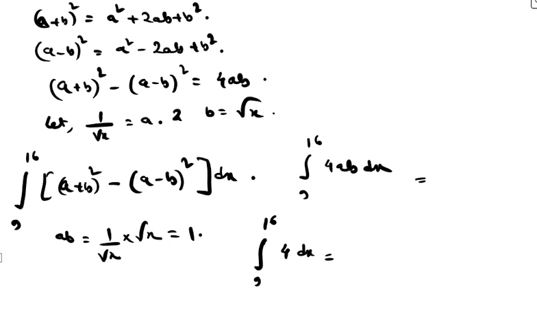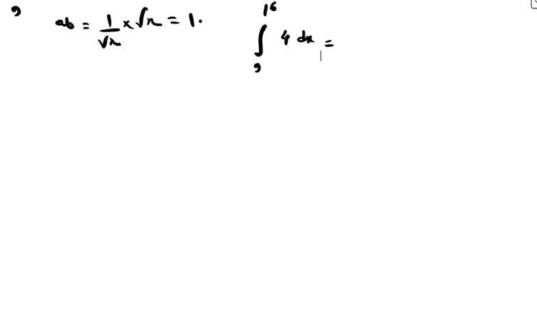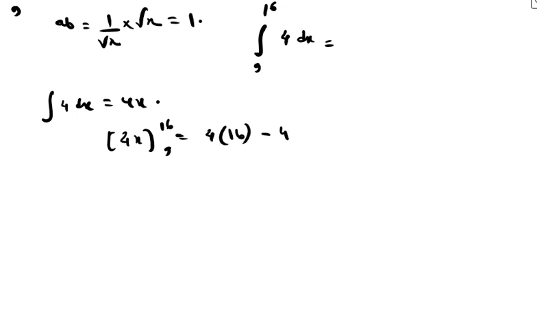Okay? Now evaluate the integral. Now integrate: the integral of 4 dx is 4x. Now apply the limits, so it will become 4x from 9 to 16, that is 4 into 16 minus 4 into 9, that is 64 minus 36, so this becomes 28. So the final answer for this question will be 28.